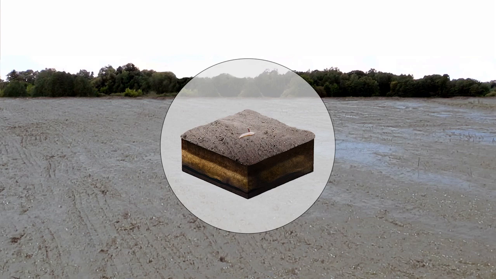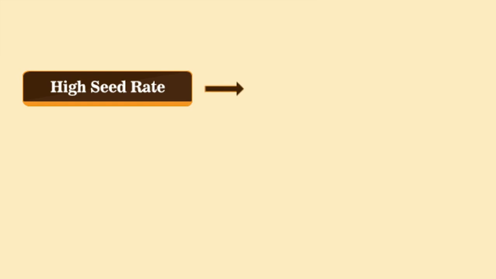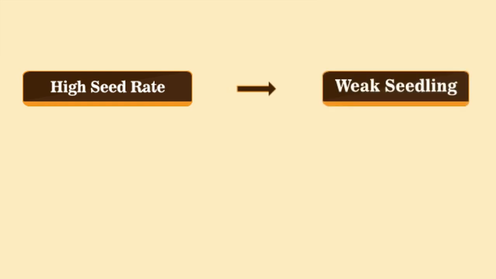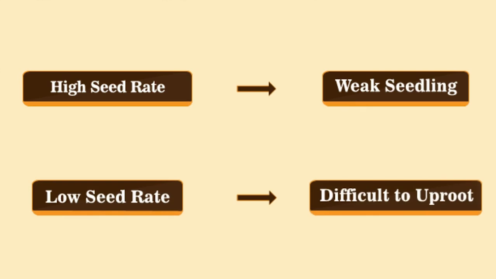Then we broadcast seeds in this nursery at the rate of 12.5 kgs per guntha. This means that we would need 25 kgs of seed for this nursery. The seed rate has to be just optimal because high seed rate leads to weak seedlings, whereas low seed rate makes it difficult to uproot the seedlings.